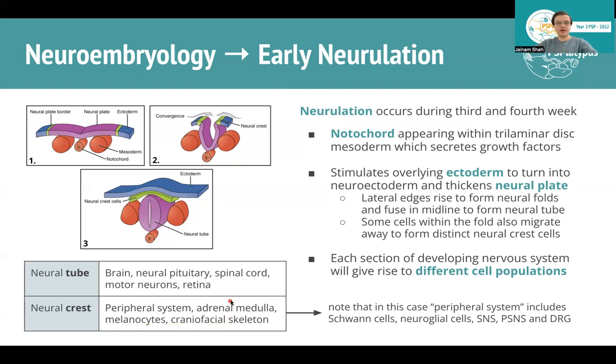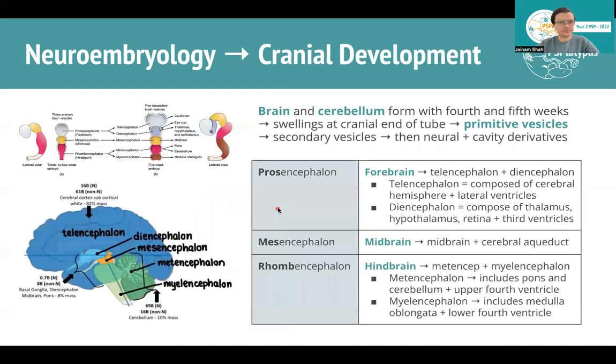Now, again, just to really clarify what I mean by peripheral system, remember that includes things like the Schwann cells, the neuroglial cells, the supportive cells of the CNS. And you've also got the sympathetic, parasympathetic nervous system, as well as the dorsal root ganglion, which should be all familiar terms from back in year 1. But if it's not, again, feel free to look at the notes in the chat to get an idea about what that means.